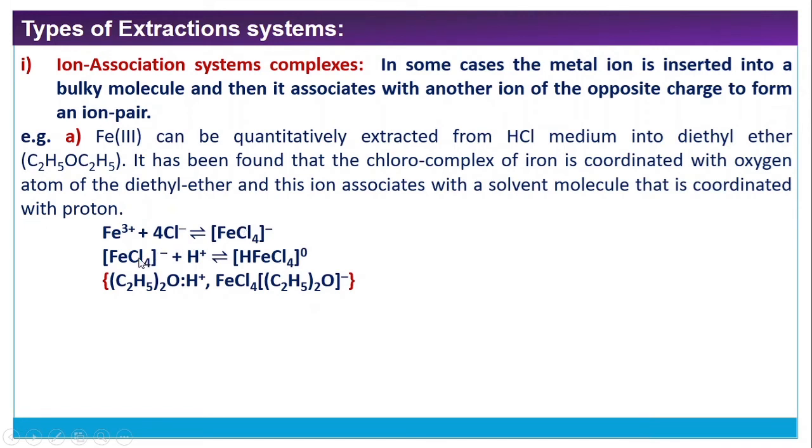This ferric chloride ion gets protonated because the medium is acidic, and it forms HFeCl4, which forms a complex with diethyl ether, our organic compound. In this way, by forming a complex, it will be extracted from the aqueous phase to the organic phase. This is called ion association system complexes. These ions should be converted to such complexes, and those complexes will form a complex with the organic phase to make extraction easier.